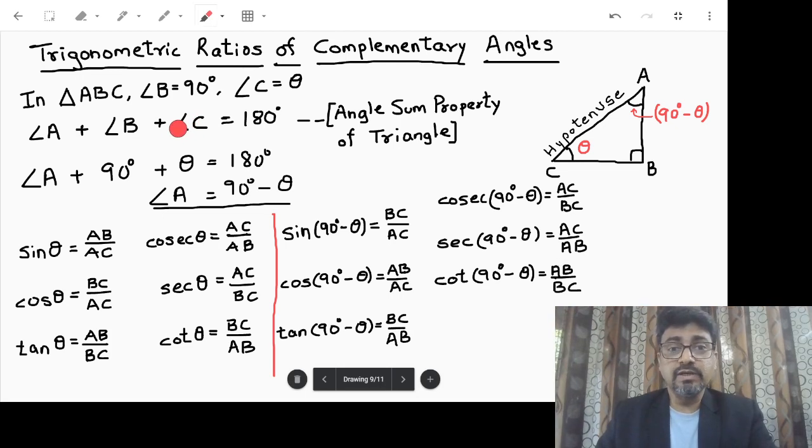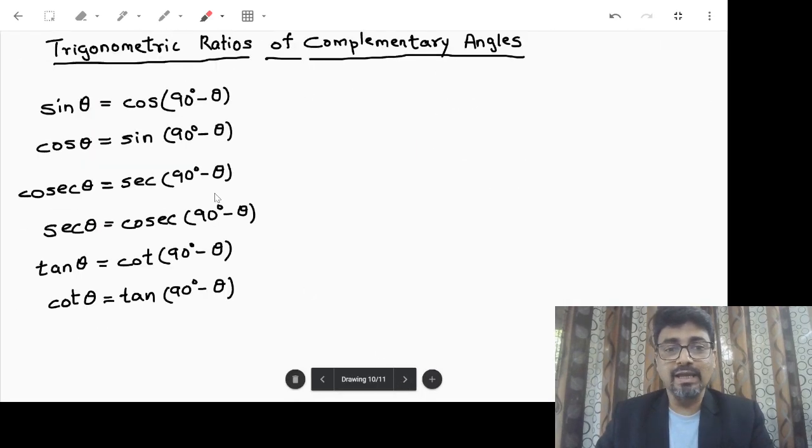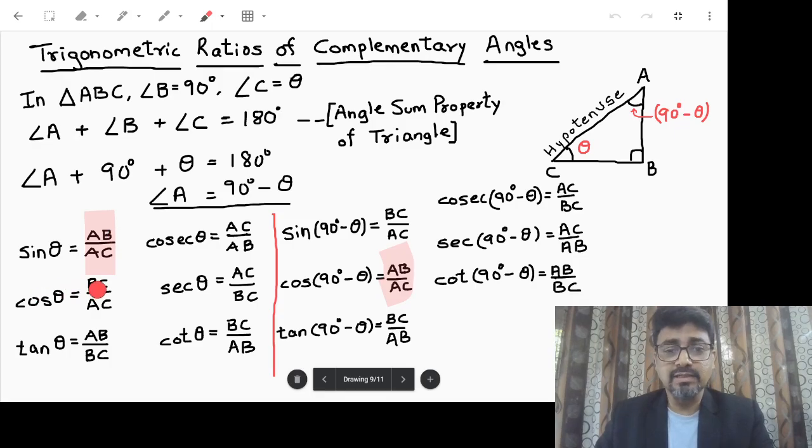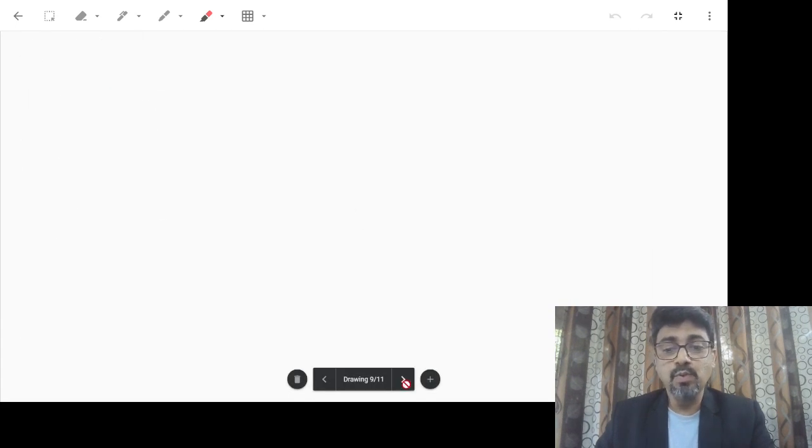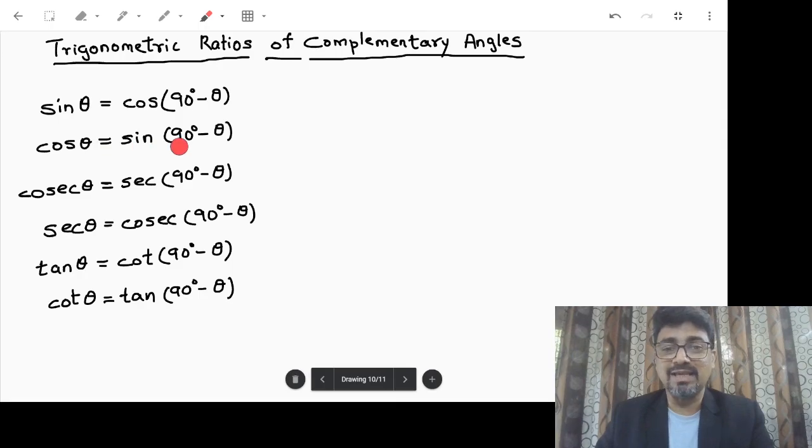Now students, observe the values of trigonometric ratio of theta and those of the trigonometric ratio of 90 minus theta. While sine theta is AB upon AC, cos 90 degree minus theta is also AB upon AC. Therefore, I can say sine theta is cos 90 degree minus theta. Likewise, cos theta is BC upon AC. What is sine 90 degree minus theta? BC upon AC. So that will match. We have cos theta is equal to sine 90 degree minus theta.